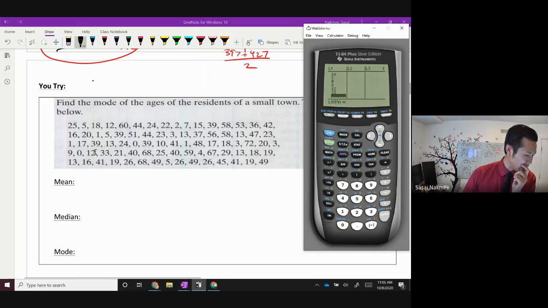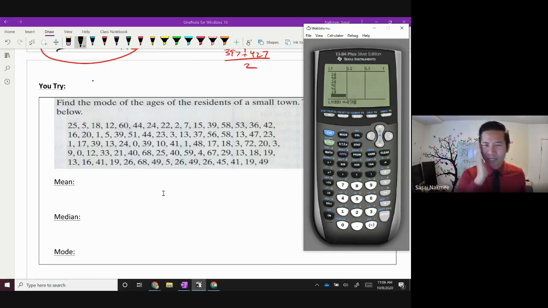Where was I at? 12, 33, 21, 40, 68, 25, 40, 59, 4, 7... 65 numbers by the fourth row, and then type in the last row right there. It looks like the last number I'm about to type in is the 80th number. That sounds right. Calvin, you counted it out last time and told me there were 80 numbers, so I'm going to assume I typed these in correctly.